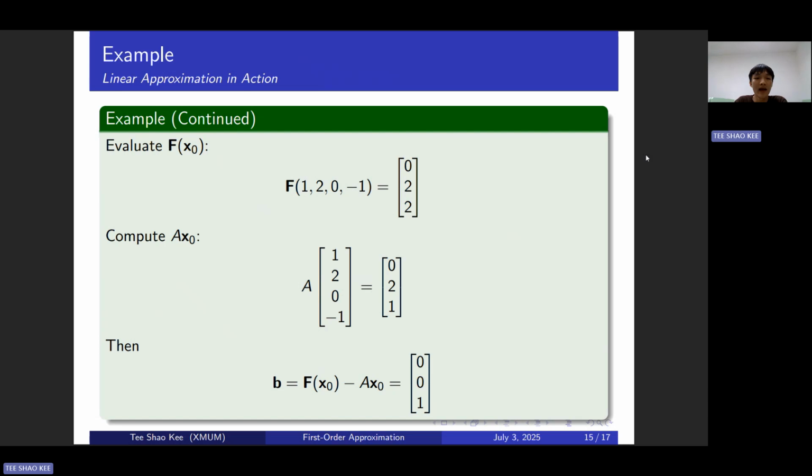Then, we compute Ax0 and subtract it from f(x0) to get the constant vector b. So finally, the linear approximation is g(x) equals Ax plus b, where A is the Jacobian matrix and b is (0, 0, 1). This example shows us exactly how to apply the theorem and verify that the approximation holds.